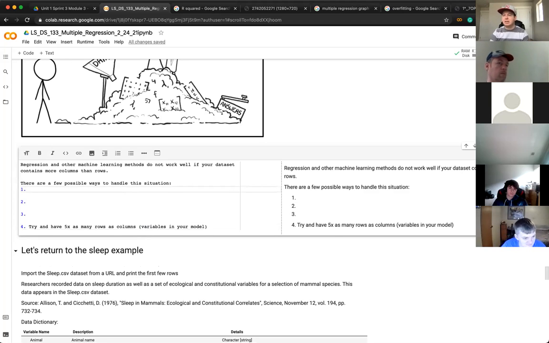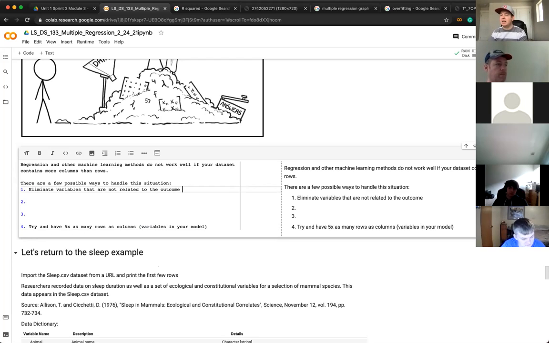Other things we can do is eliminate variables that are not related to the outcome, right? And this is what we've done already. We saw that burial depth and age weren't really related, so we're not including them, right? And that's decreasing the number of variables we include in our model. Okay.